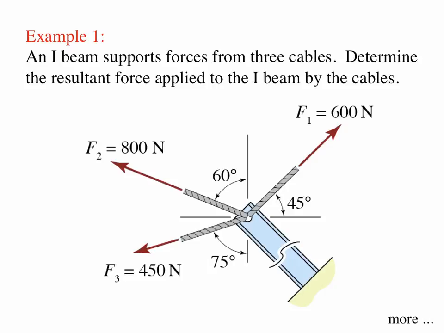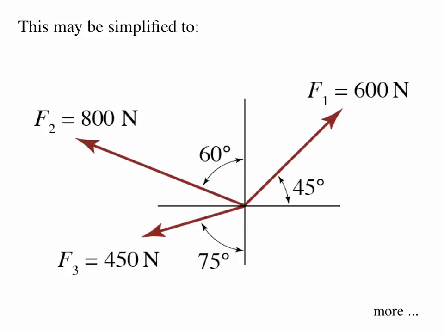In our first example, we have three forces, each of known magnitude and direction, applied to the I-beam through three cable segments. We are asked to determine the resultant force applied to the I-beam. The cable segments themselves, and even the I-beam, are irrelevant to the determination of the resultant force, so we can declutter our figure and replace it with this.